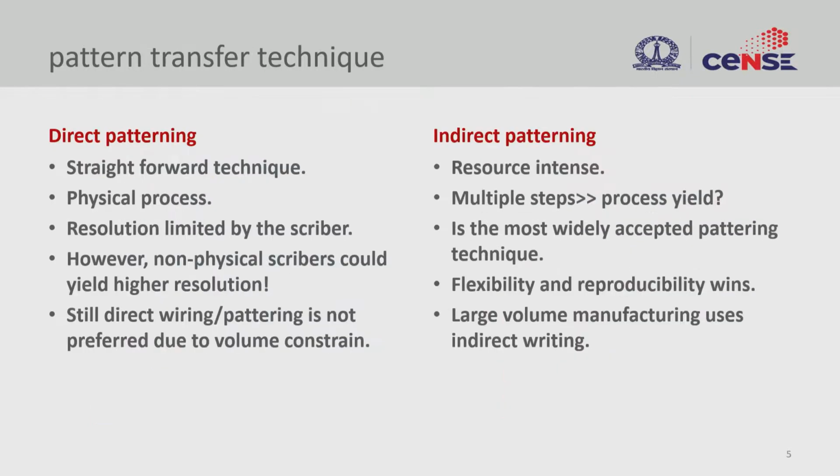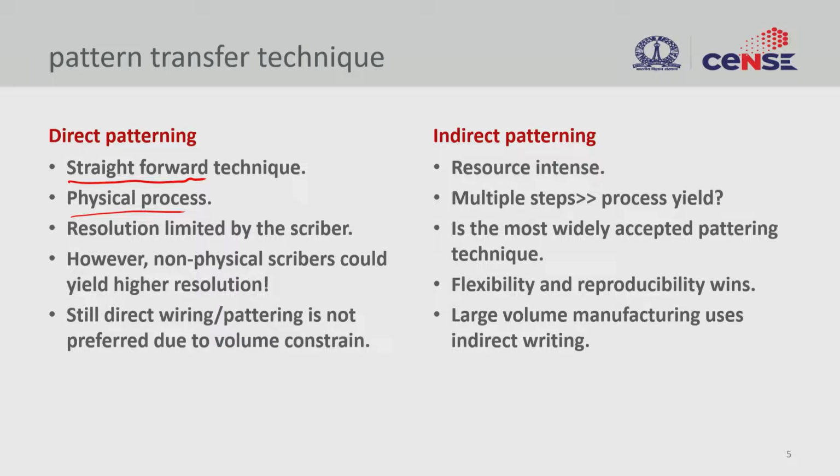All right. So this is the contrast between direct patterning and indirect patterning, right? Direct patterning is a straightforward technique, right? So there is no need for any intermediate layer, right? There is no subsequent processing required. We just take the physical object or a beam to directly write onto the substrate. As I mentioned, it is a physical process, right? By which we are removing it.